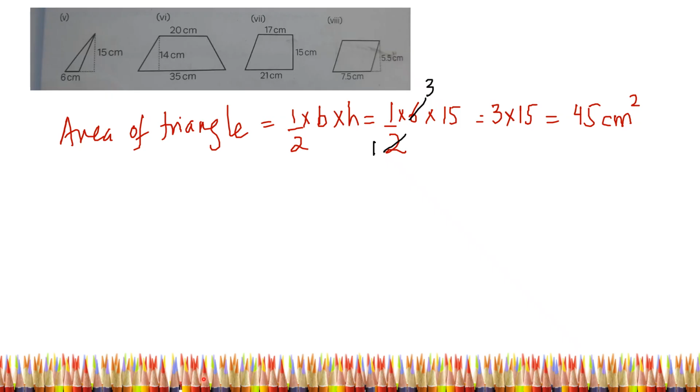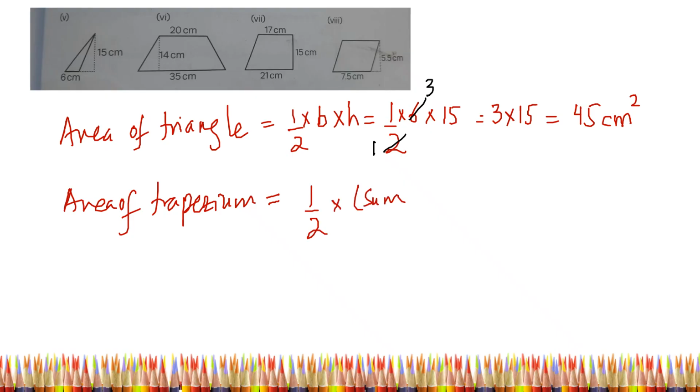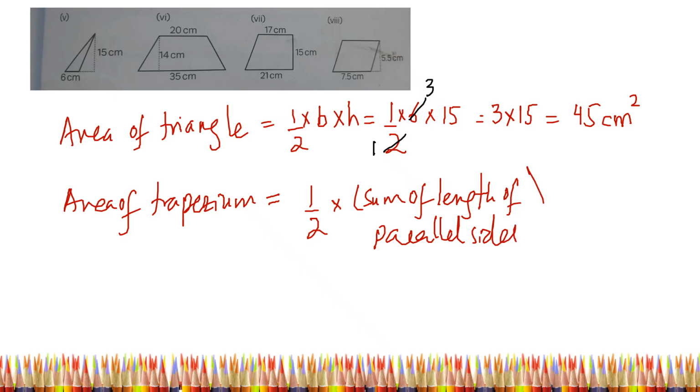Coming to the next figure, look at this. These two lines are going to meet somewhere. That means it's of course not a parallelogram, but it's a trapezium. So that means I have to apply the formula for area of trapezium, which is equal to 1/2 multiplied by sum of length of parallel sides multiply by h.